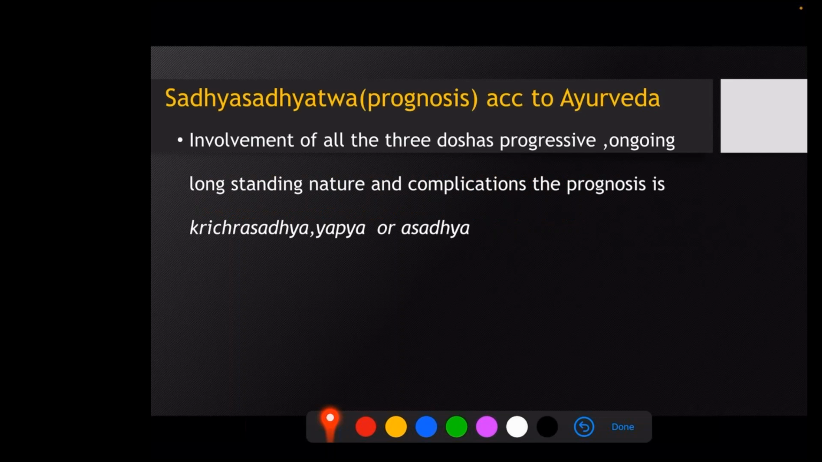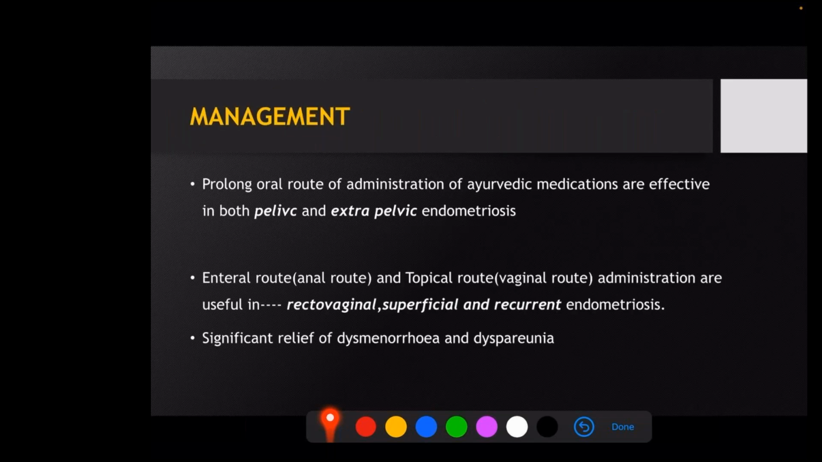Coming to our science, what is the prognosis? What is sadhya asadhyatva according to Ayurveda? There is involvement of all the 3 doshas. Considering the involvement of all the 3 doshas, progressive, ongoing, long-standing nature and complications, the prognosis becomes kricchra sadhya, yapya, or asadhya. Long-term oral administration of Ayurvedic medications is effective in both pelvic as well as extrapelvic endometriosis.